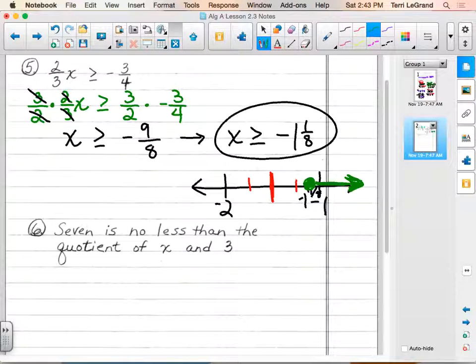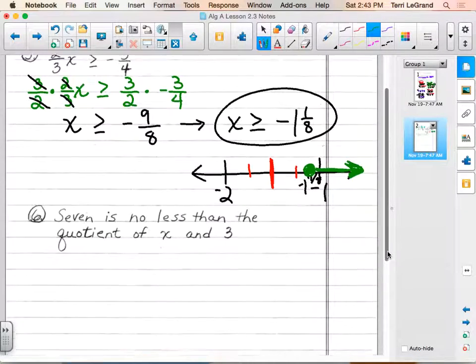So again, we have to show good number line sense. We can't just plop negative 1 and 1/8 randomly between negative 2 and negative 1. We have to show it with appropriate distance represented. Okay, we're going to do one more thing.